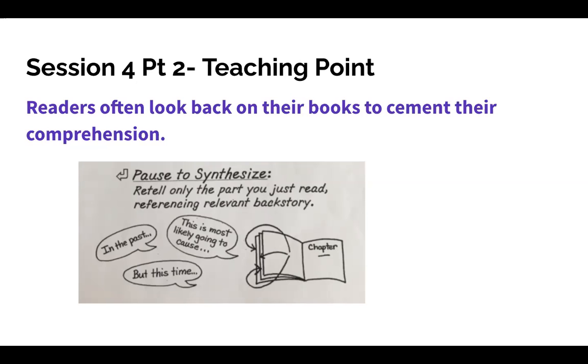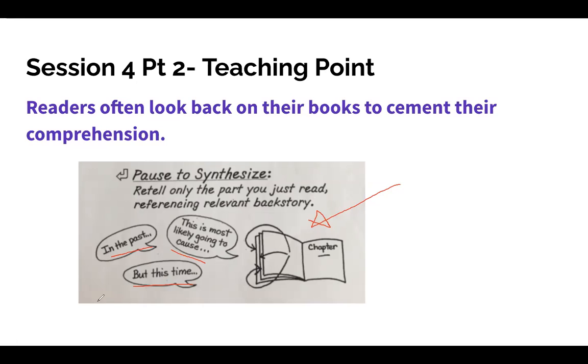So retelling was just telling the events in order. And then if we look at this image right here, let me get my pen out. We're no longer just telling the events in order. We're also using the backstory, and we're thinking back on previous important things that have happened. So some examples here are "in the past, but this time," or "this is most likely going to cause." So we're still using these main events, but we're saying how it's really going to change the book or how it's really impacted the characters.